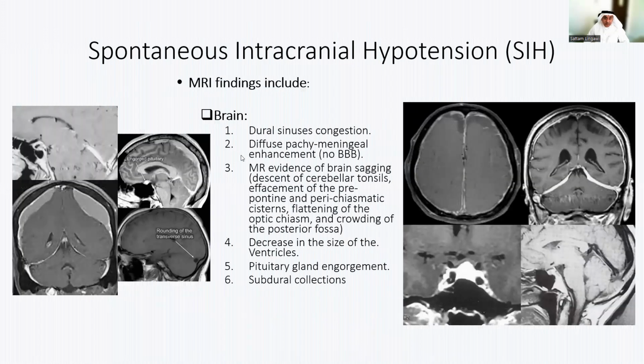So if you do the MR imaging, what you're going to recognize is dural sinus congestion. As you can see, the dural sinuses are congested, rounded and prominent. You may see congestion of the pituitary fossa, the pituitary gland. You see enhancement of the dura, enhancement of the pachymeningeal dura all the way through. And you may also see some dural collections.